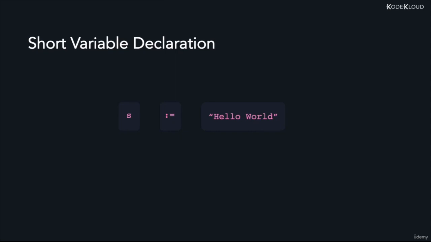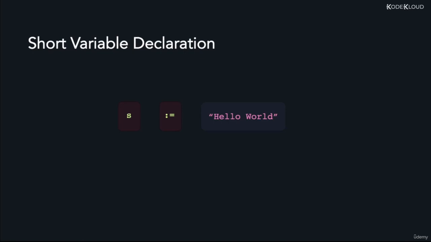In addition to the previous shorthand methods, we have one more shorthand version, and it's known as short variable declaration. So it starts with a variable name. The variable name in this case is S. Then we have colon equal to. This is the short variable assignment operator. It indicates that the short variable declaration is being used. This means that there's no need to use the var keyword or declare the variable data type.